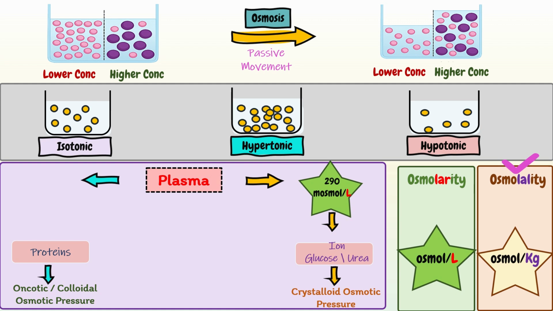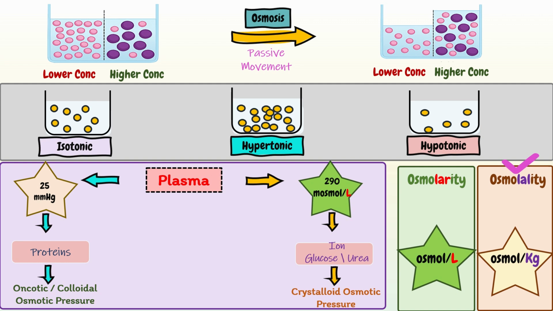This is much smaller than crystalloid osmotic pressure, but is critical for fluid transfer across capillary walls because it differs between plasma and interstitial fluid. Oncotic pressure is expressed in terms of pressure, and in plasma is normally approximately 25 millimeters of mercury. Maintenance of plasma osmolality is vital for regulation of blood volume.